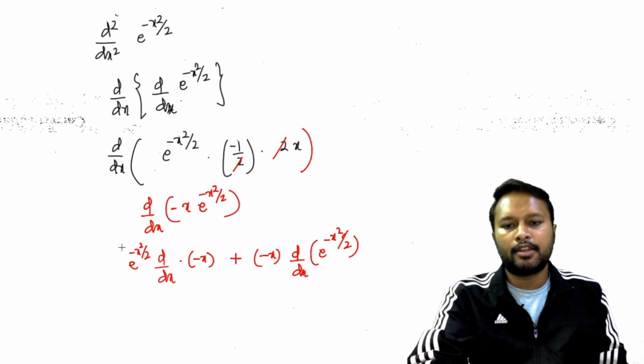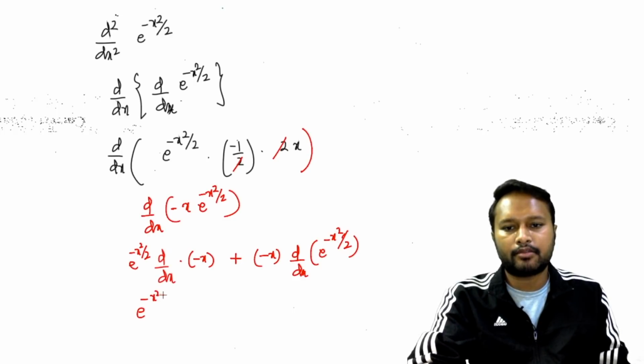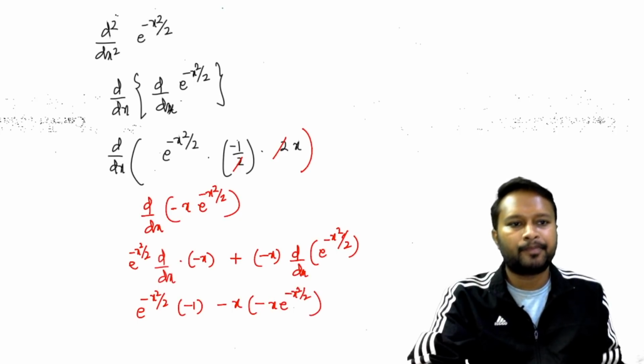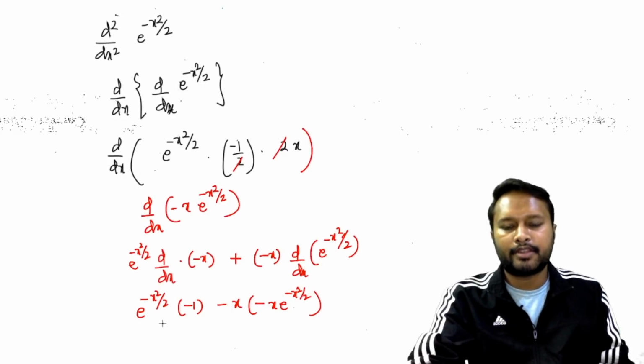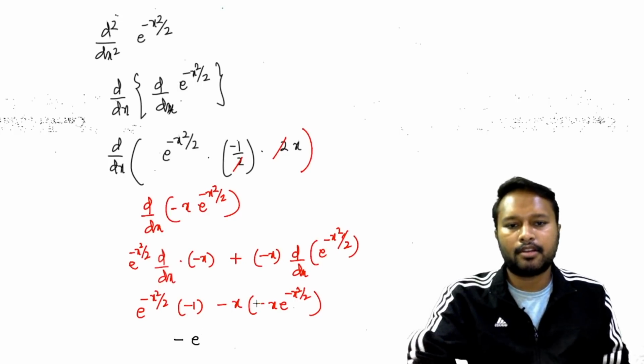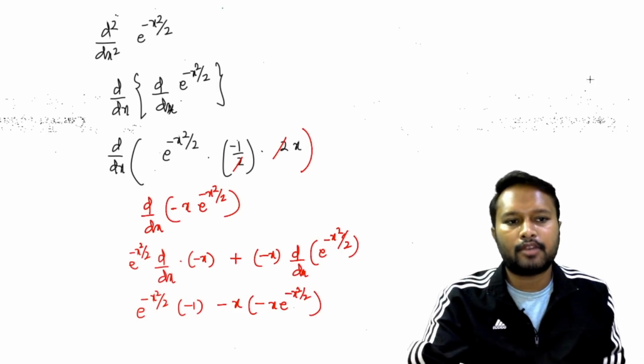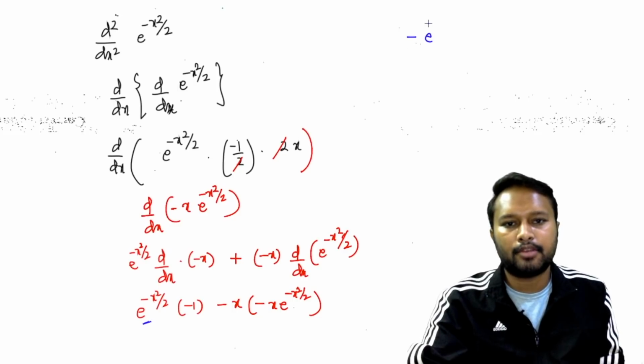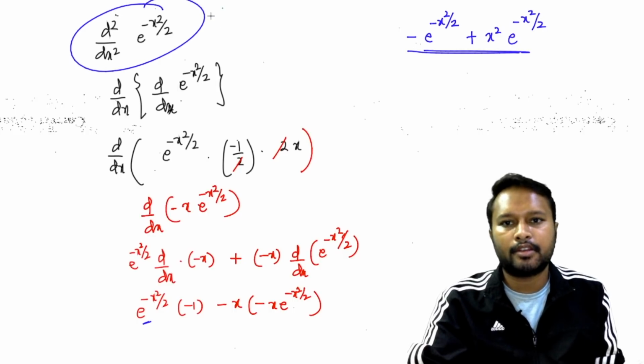So that's what I'm going to do. This particular part is going to remain as it is, x²/2. Differentiation of this is going to give me minus 1, and this will be minus x, and differentiation of this, we have got this, right? So minus x e to the power minus x²/2. If I put the value, I'm going to get minus e to the power minus x²/2. This minus and this minus will become plus. It will become x² e to the power minus x²/2. So this is the value of this, what we have got.